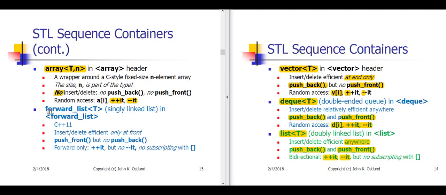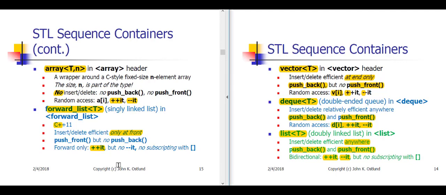Finally, the fifth sequence container is the forward list. This is a singly linked list. It was introduced in C++11 to be a more memory efficient form of list than the plain list, which is a doubly linked list. The upside of forward list is that it uses the minimum amount of memory possible for containing an arbitrarily long sequence of data where you only need to have efficient insert and deletion at the front. Okay? So there is a push front for the forward list, but there is no push back.